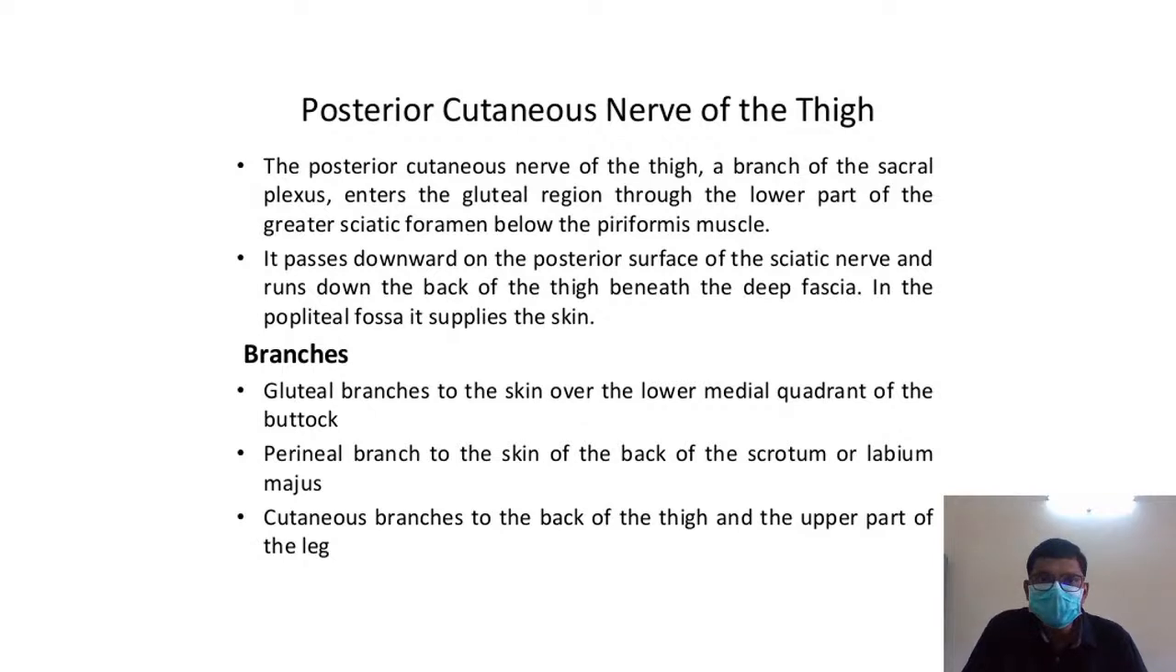Coming to the branches of the posterior cutaneous nerve of the thigh, there are gluteal branches to the skin over the lower medial quadrant of the buttock. There is a perineal branch to the skin of the back of the scrotum or labium majus. And also there is a cutaneous branch to the back of the thigh and also the upper part of the leg. So this is all in detail about the structures which are there in the gluteal region.